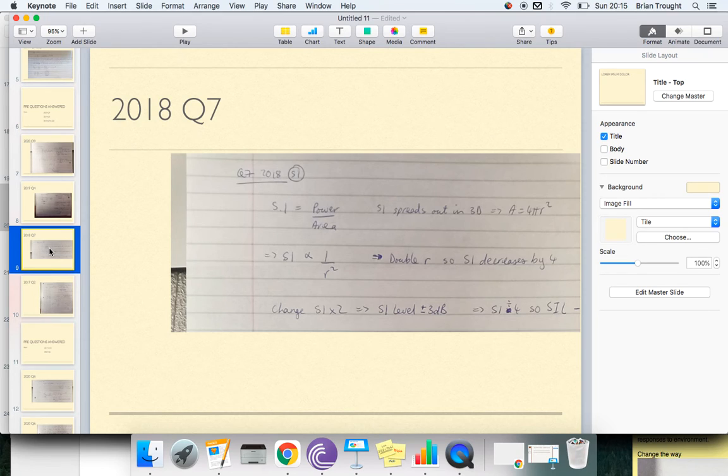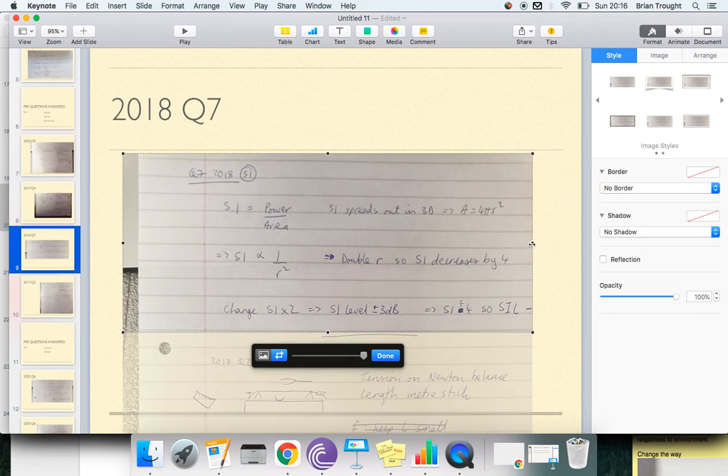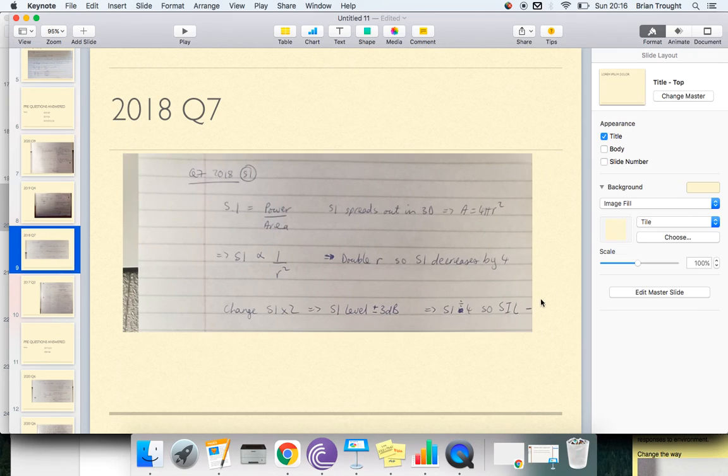Now we know as well from the syllabus that if the sound intensity doubles, the sound intensity level increases by 3 decibels. If the sound intensity divides by 2, the sound intensity level decreases by 3 decibels. For us, r was doubled, so the sound intensity decreased by a factor of 4, in which case the sound intensity level decreases by 6. So it's minus 6 decibels for the last part.